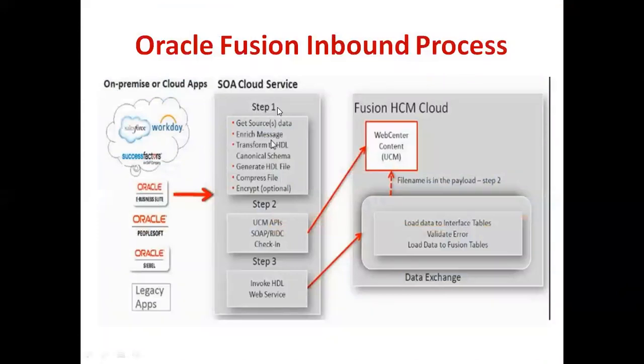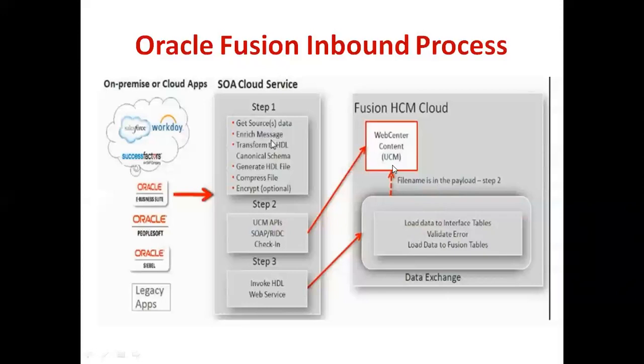So in step one, what happens? The SOA cloud service, the data comes in, enriches the message, transfers it to the HDL, and generates the HDL file. Once we get into this part, step two is the UCM server, the web content server. And step three is to invoke the HDL web service, and the data comes into your Fusion HCM cloud, and finally we go for loading the data.